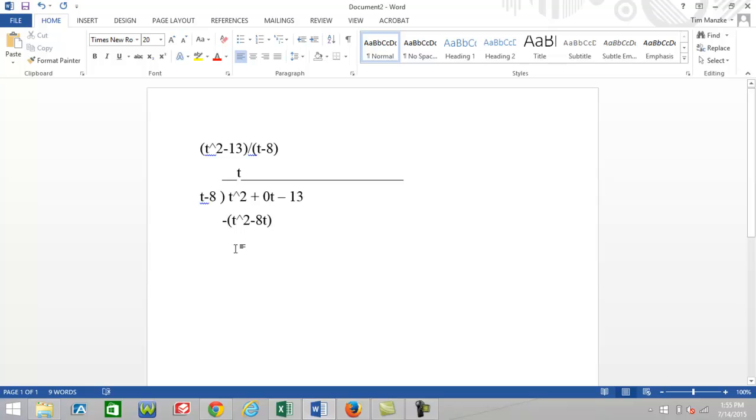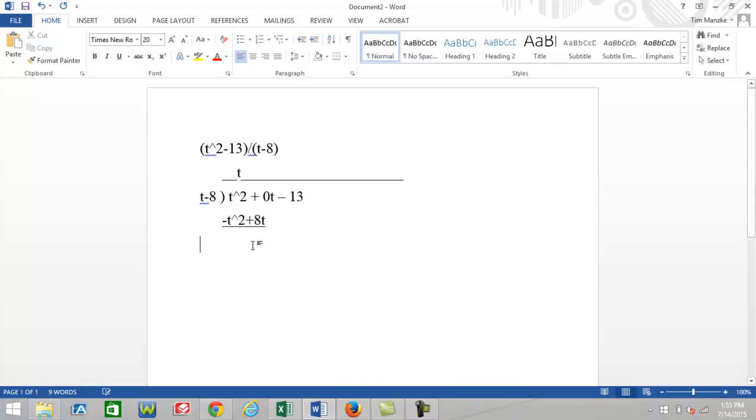Now you remember, back in the days when you were doing long division, we have to subtract. What I like to do is put the subtraction in parentheses, and then we'll put an underline here. When I do the subtraction, I'm going to remove the parentheses and change the sign. We're distributing the negative. So it becomes a minus t squared and a plus 8t.